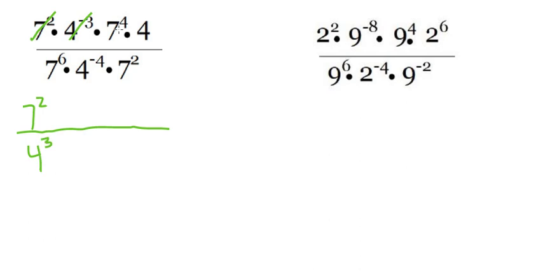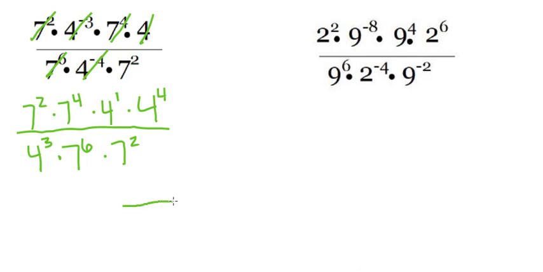I make it positive. 7 to the 4th is already positive, so it stays in the numerator where it is. And then the 4 is already positive, so it stays in the numerator, but we remember to make it 4 to the power of 1. Now, 7 to the 6th stays where it is because it's already positive. 4 to the negative 4th flips up to the numerator because we need to make it positive, so it becomes 4 to the positive 4th. And 7 squared should stay where it is because it's already positive. I started with 1, 2, 3, 4, 5, 6, 7 pieces. I still have 1, 2, 3, 4, 5, 6, 7 pieces. Now they're just all positive.